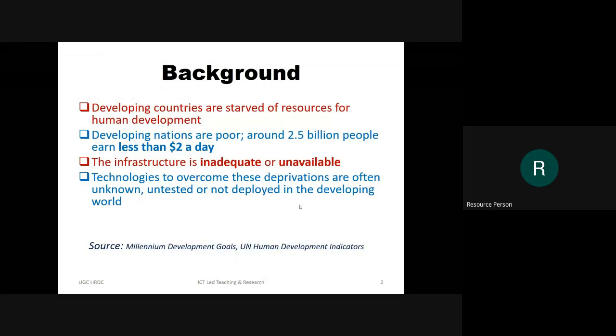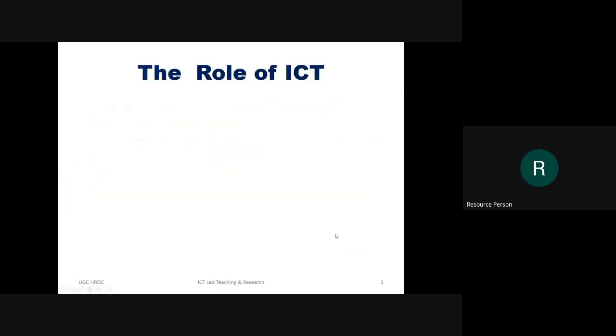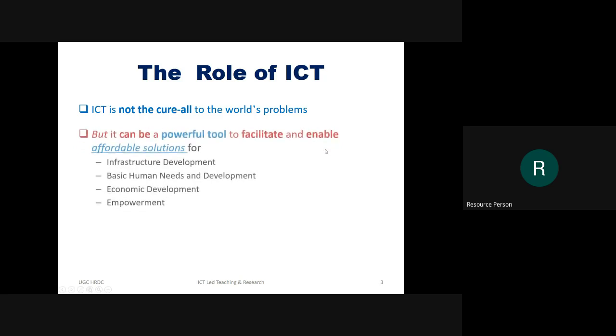So in fact, understanding the constraints, understanding the challenges, understanding the limitations, let's see how the ICT can help us to minimize the constraints and enhance the efficiency. Now, ICT should not be looked at as a cure for all the problems. In fact, ICT alone can't solve any problem, but it can definitely act as a catalyzer for the solution, right?